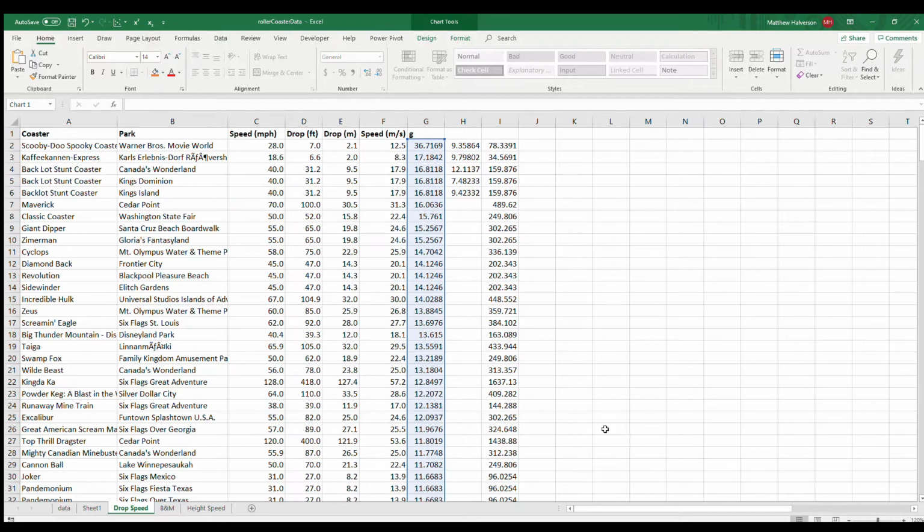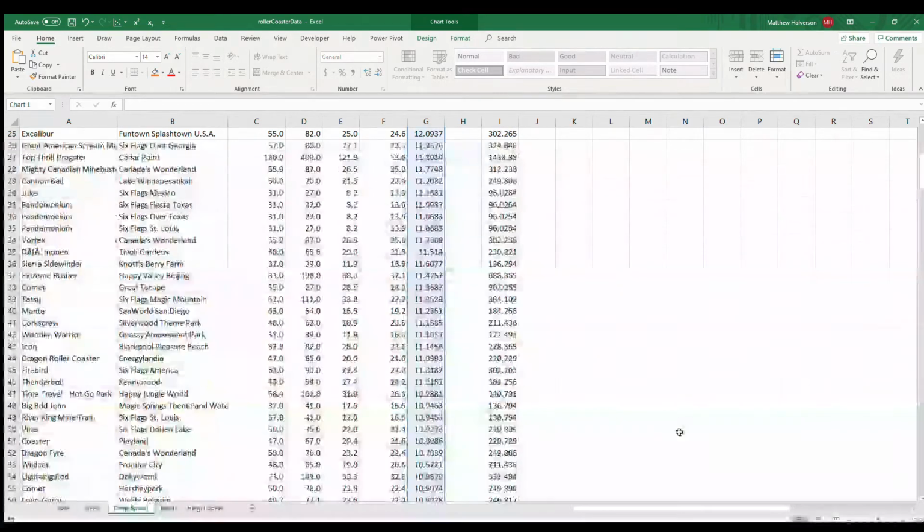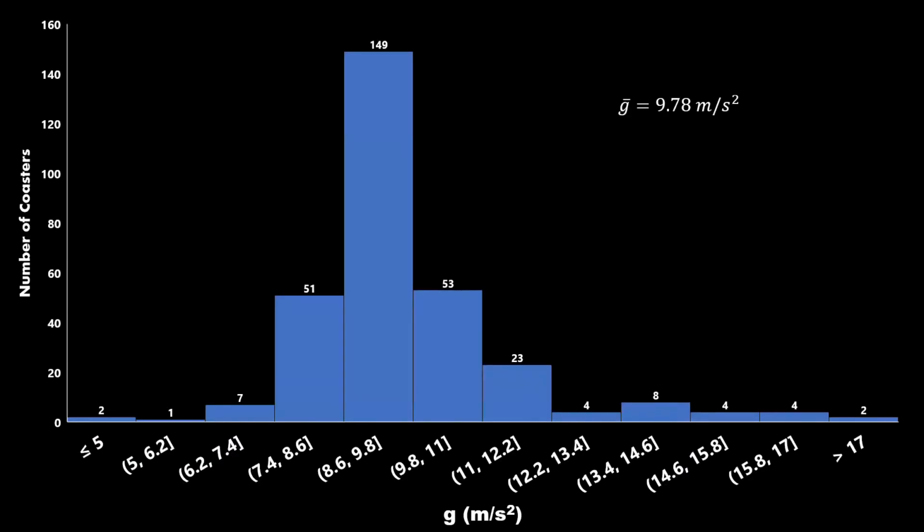But let's try to do this a different method. Let's do like we did for lost gravity and solve for g for every single roller coaster. And so here are those g values for all of those rides on the same histogram, and the average value for all of those coasters is 9.78 meters per second squared. We pretty much got it. We are right there. Pretty amazing, right?